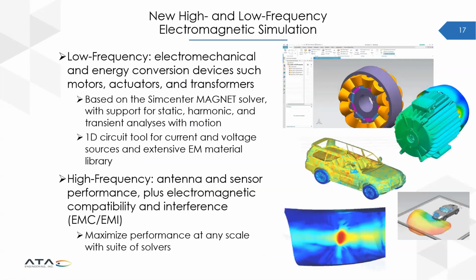So we'll start off by talking about the brand new electromagnetic capability that has been added for Simcenter 3D 2019.2. And that's both high and low frequency. For low frequency, we'd be talking about electromechanical and energy conversion devices. So this will be motors and actuators and transformers and things like that.